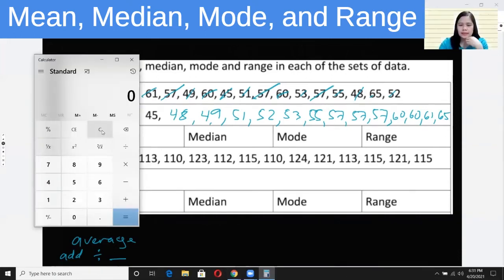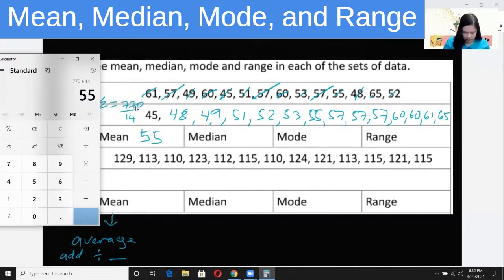Given the set of data, the first number we have is 45 plus 48 plus 49, 51, 52, 53, 55, 57 three times, two 60s, 61, and 65. Then the sum of the given is 770. So let us divide it by 14 because we have 14 items. The answer is 55 for the mean. So there you go. That is the mean.